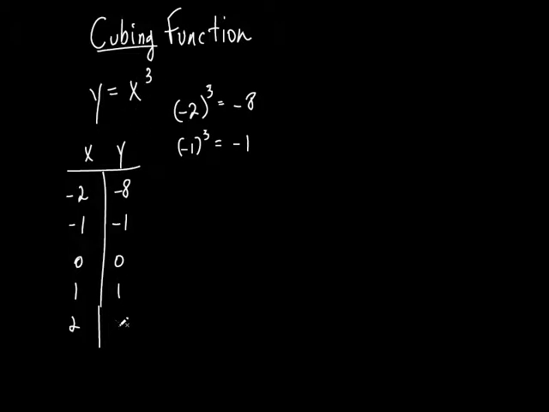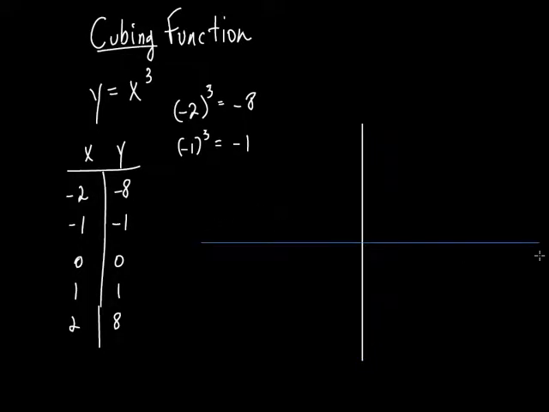2 cubed is 8. You could put more numbers in there. You could put numbers that are in between 0 and -1 or 0 and 1. You could put a half in there if you wanted to. You don't really have to do that, but if you wanted to make your graph a little bit more precise, you could put in between numbers if you wanted.